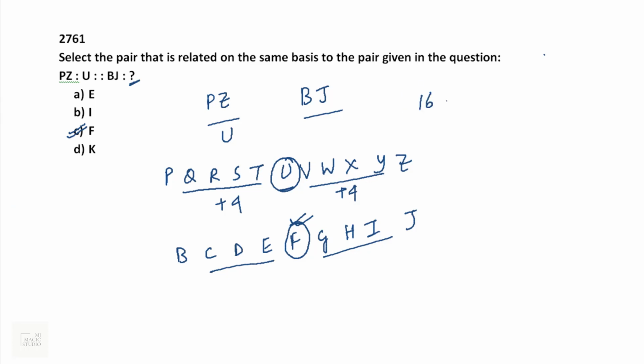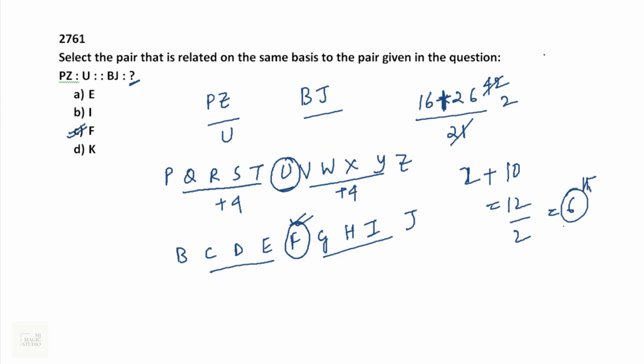Or we can also see it like this. P is 16 and Z is 26, and U is 21. So if I multiply and divide this, should I get anything? No. Yes, if I add this, I am getting 42. Now 42 divided by 21 gives us 2. B is 2 and J is 10. That is 12. When divided by 2 it should give 6, and the sixth alphabet in the alphabet list is F. So F fits in.